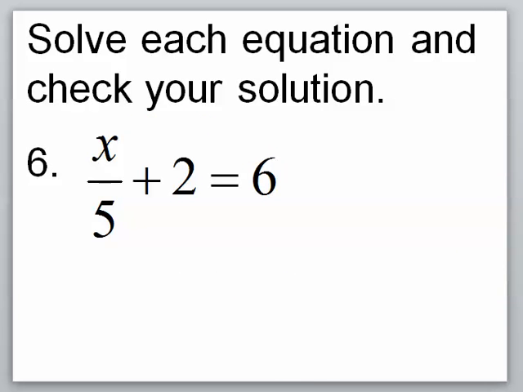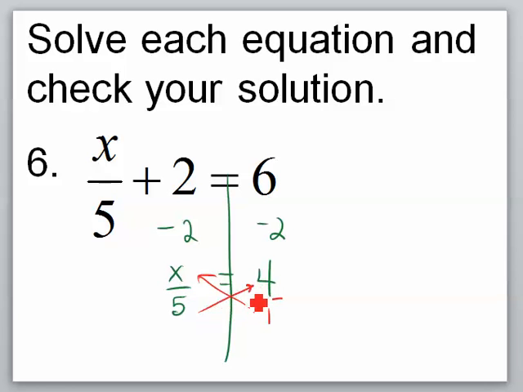On this next problem, I end up wanting to get rid of the positive 2 first. Don't let the fraction bother you. We'll put a negative 2 on both sides. I'll have x over 5 equals 4. These are like the problems that we had the other day. You can do the opposite and multiply by 5 on both sides, or you can create a proportion, a fraction equals a fraction, and cross multiply. 1 times x is x, 5 times 4 is 20.